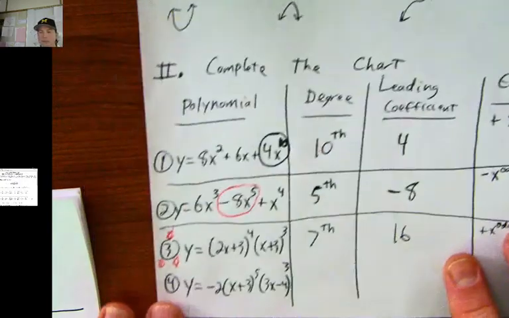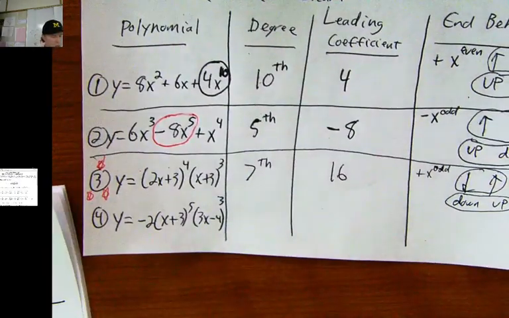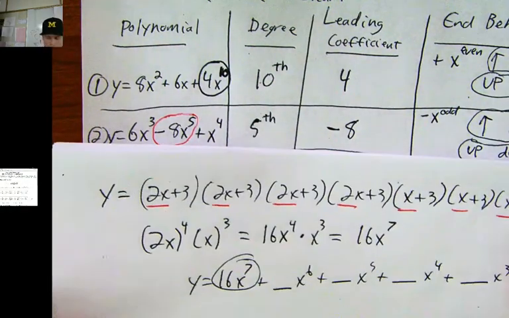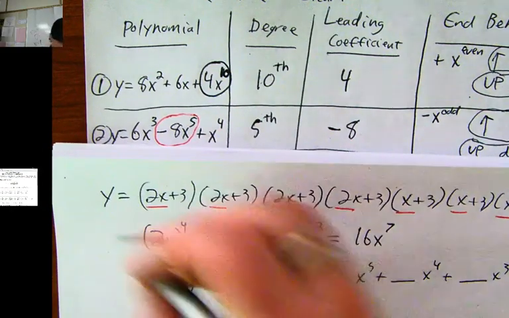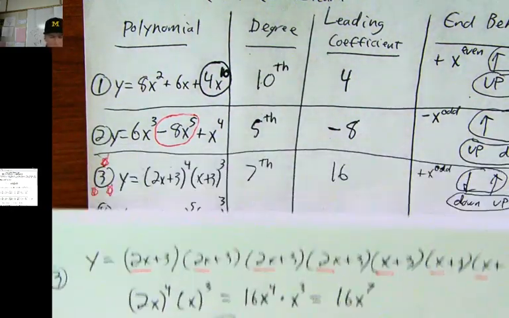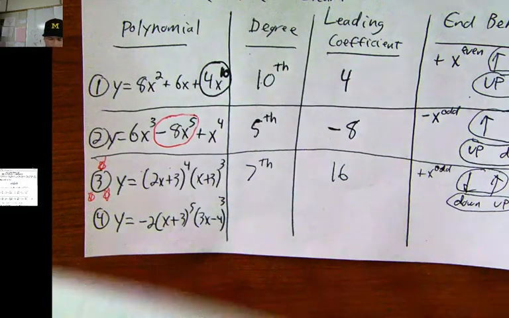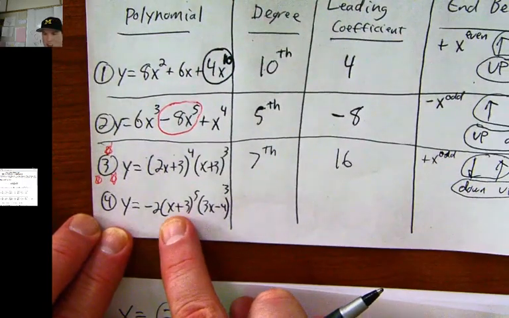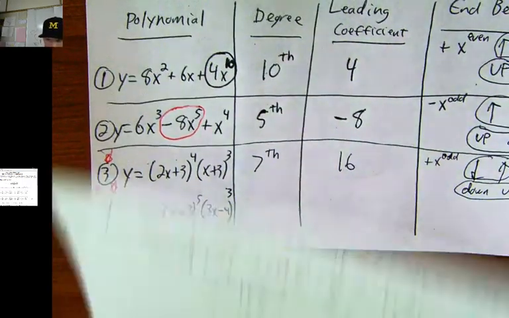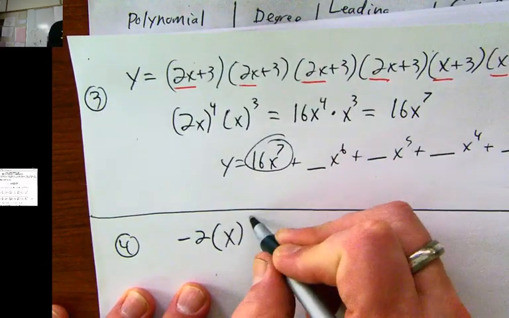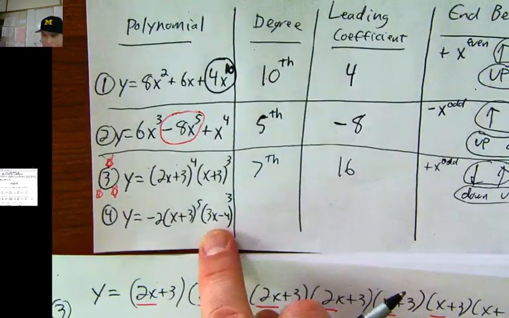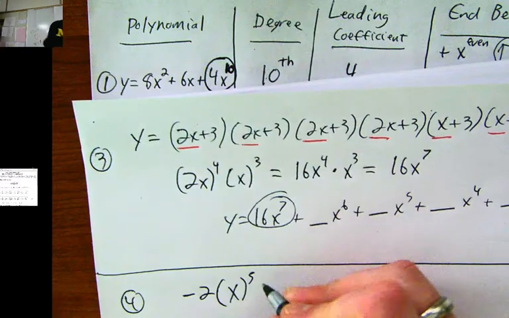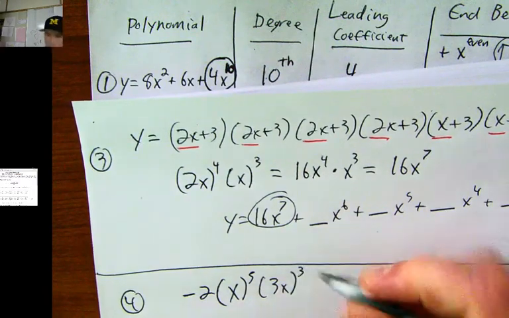Last one. Now, same thing. I'm going to do the same thing with this one that I did with the previous one, except I'm not going to show this step that I multiplied everything out. This was example 3. On example 4, I have this -2 out front, so I know that that -2 is going to be part of it. And then this x, this leading coefficient, is being raised to the 5th power. So I have x to the 5th power. And then the 3x on the end, this leading coefficient, is being raised to the 3rd power. So 3x to the 3rd power.